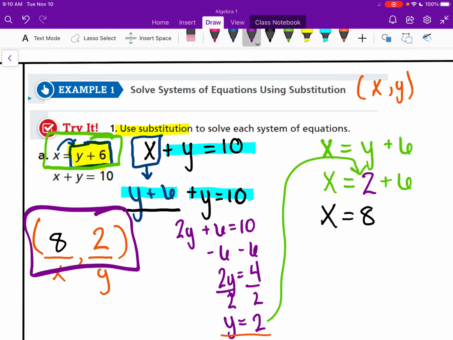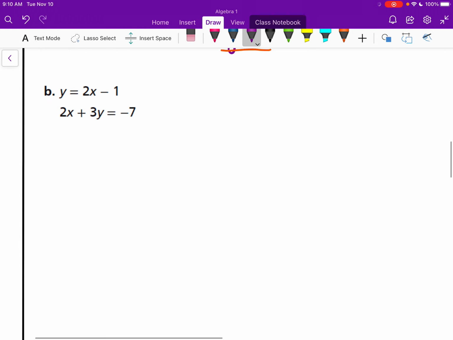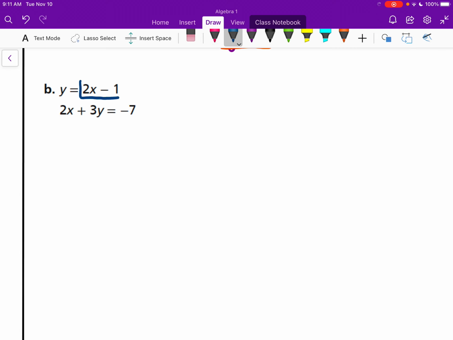Let's do another example. Here we are given two equations, which is a system when we have more than one, and we are being told that y is equal to 2x plus 1. That is y. Y is equal to 2x plus 1. And we're given the equation 2x plus 3y equals negative 7.